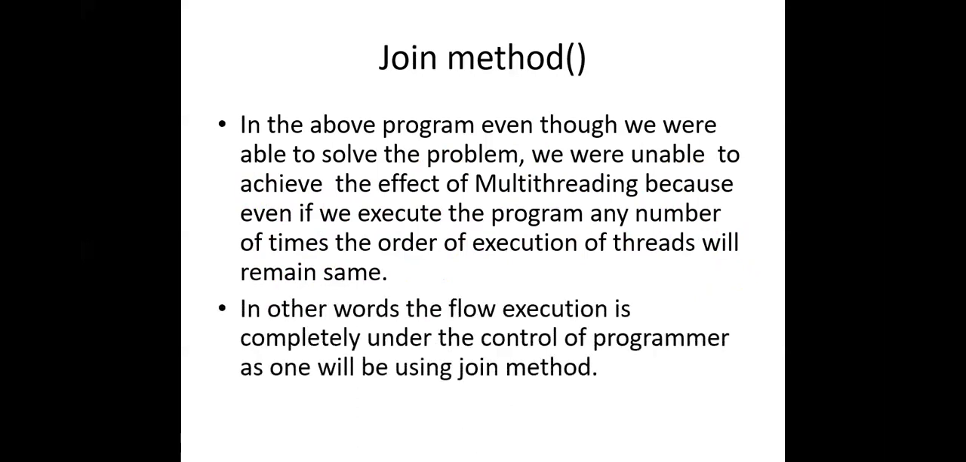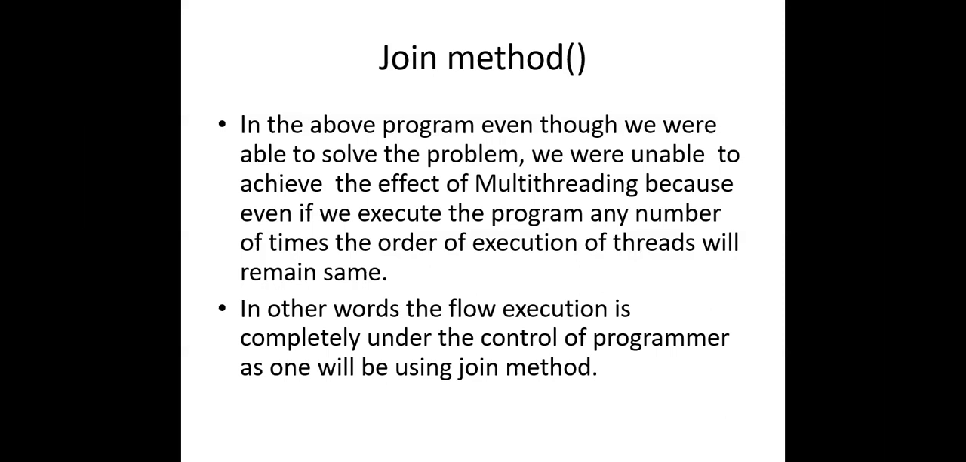In other words, the flow of execution is completely under the control of the programmer, as one will be using the join method. Means what? If I'm using the join method, how will it work? Until and unless the first thread finishes its work and joins, I'm not starting the next. It is completely under the programmer's control only. Is it anywhere under the control of the thread scheduler? No, it is completely under the control of the programmer. Whenever I want, then only I'm starting the second thread.